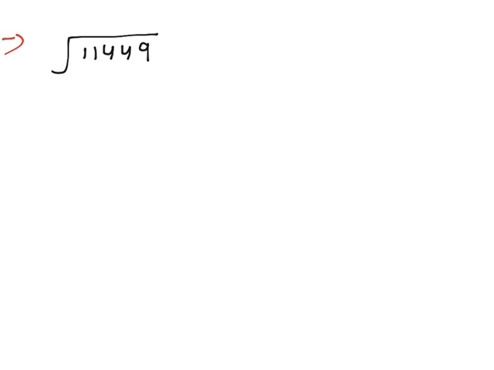11449. So I think now the steps are clear. We will make a symbol like this. Then we will copy the number. Then we will start making the pairs, or the grouping of the two digits, from the unit place. So here it comes as one group and another group, and then we will be left with 1 over here.